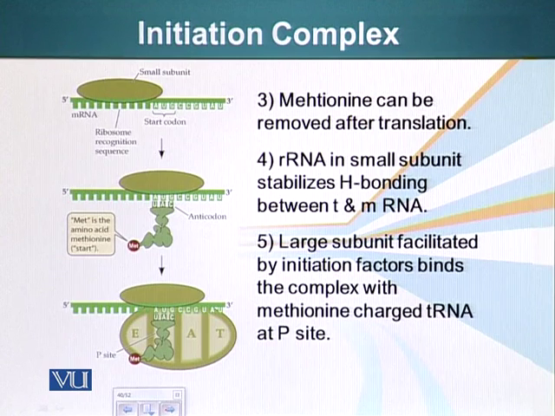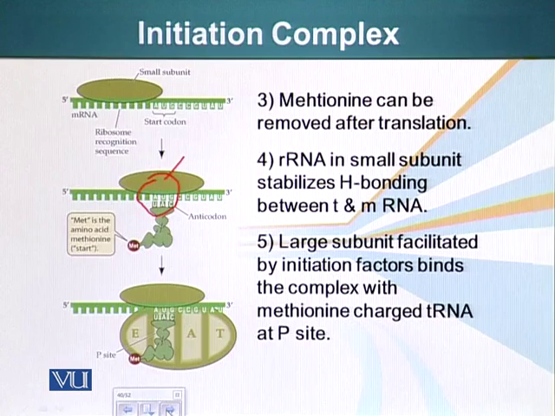The small subunit of the ribosome, which has the ribosomal RNA, stabilizes the hydrogen bonding between the transfer RNA and the messenger RNA. So this ribosomal RNA present here is stabilizing the hydrogen bonding right here between the codon and the anticodon. The large subunit comes in with facilitation from initiation factors, and the site where the large subunit lands on this complex is the P site, where the transfer RNA containing methionine is located at this point.